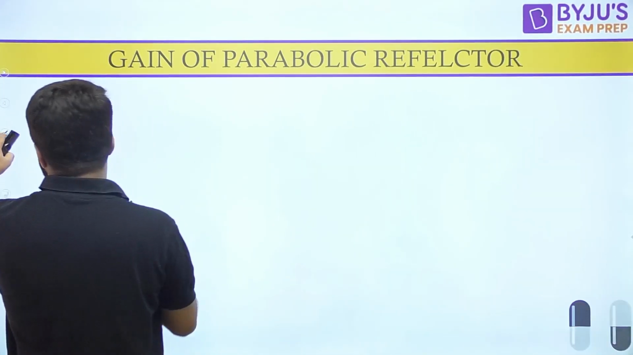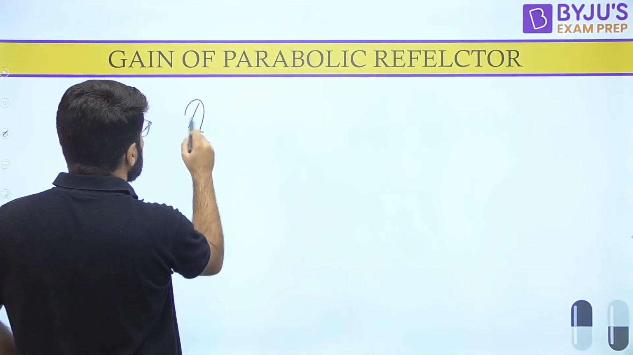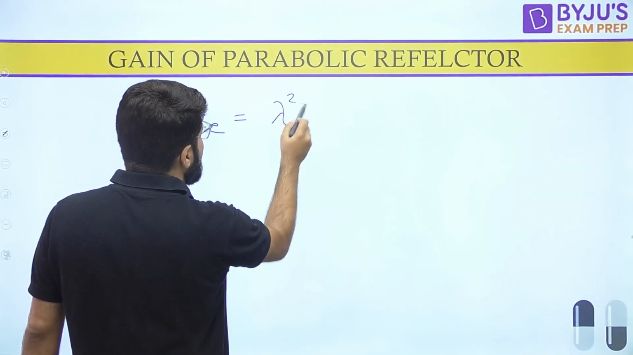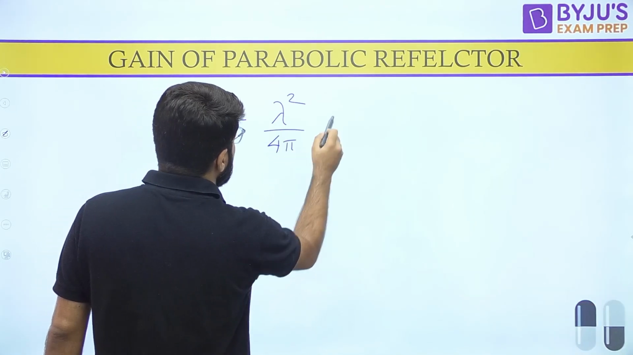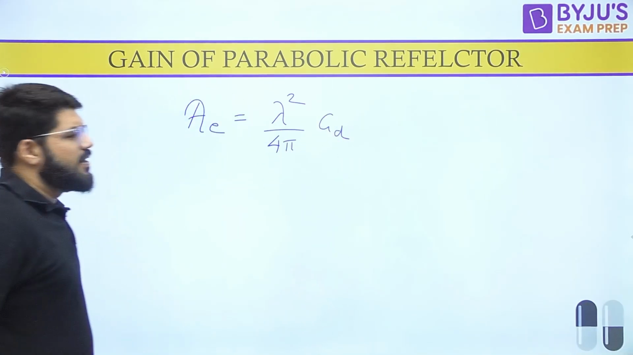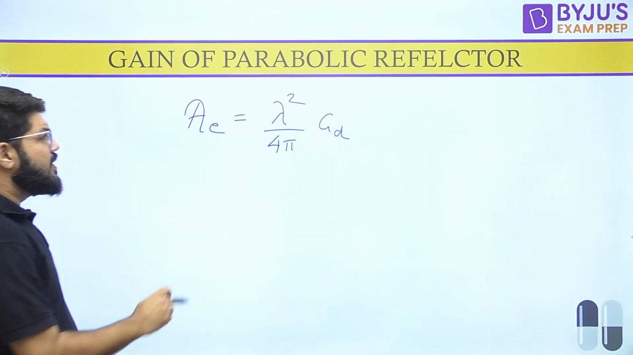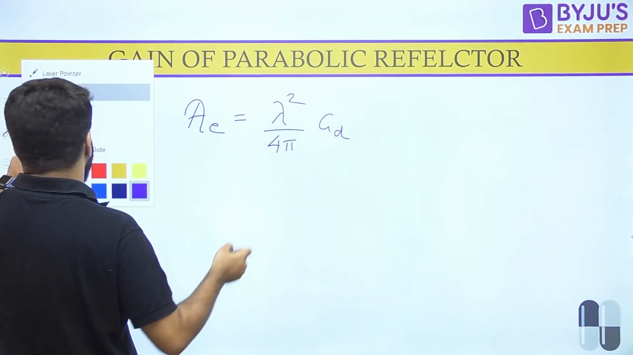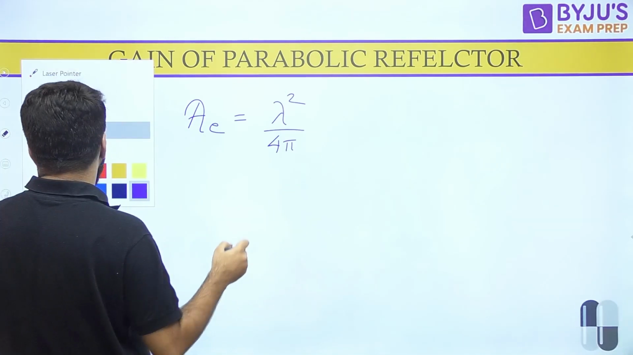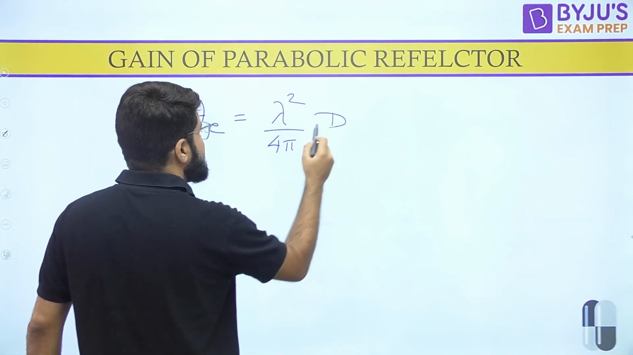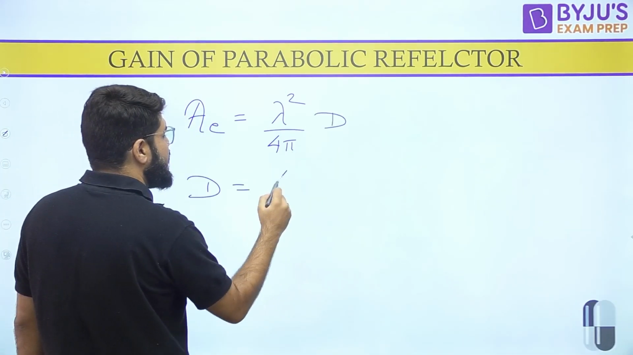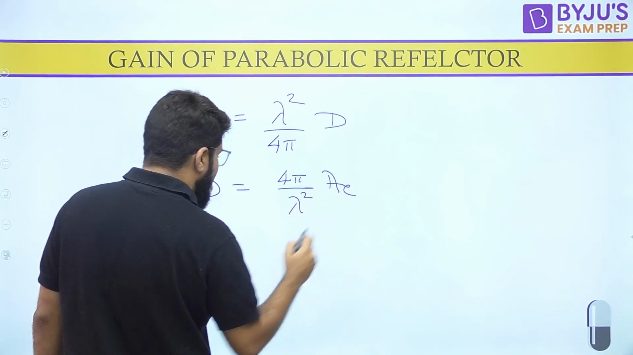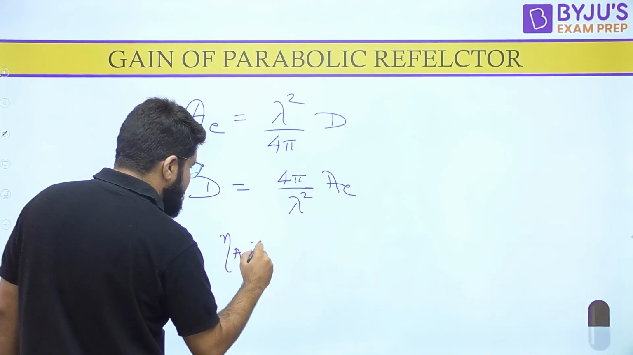The gain of the parabolic reflector is commonly calculated and related with the effective area, where the effective area is lambda square by 4 pi into the GD, where GD is the gain. Now let's consider the maximum effective area. When you consider the maximum effective area, this can be represented as the directivity. So what is the directivity? It becomes 4 pi by lambda square times the effective area, and then we have the concept of aperture efficiency.